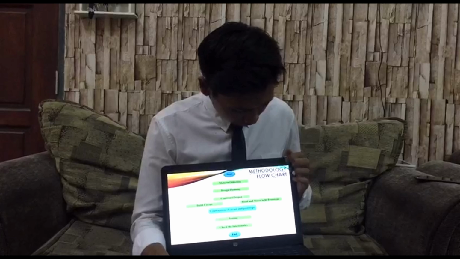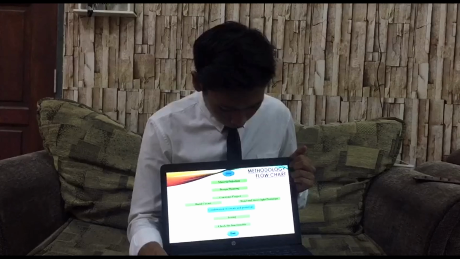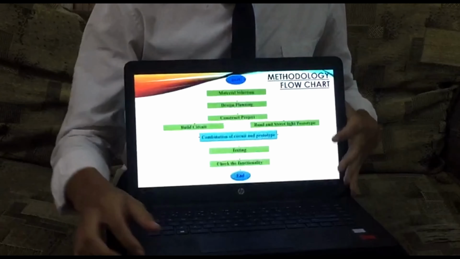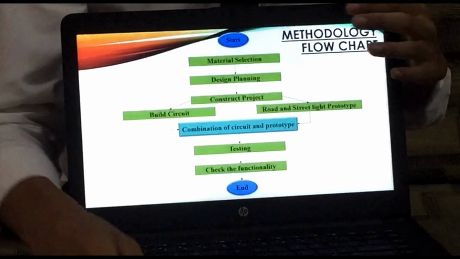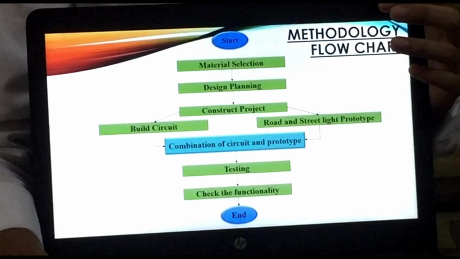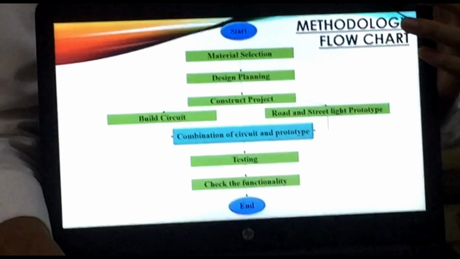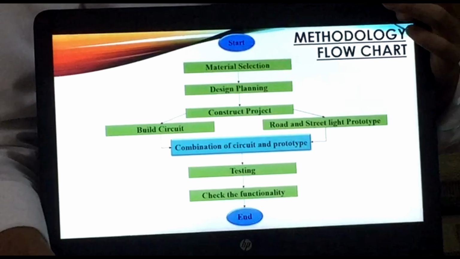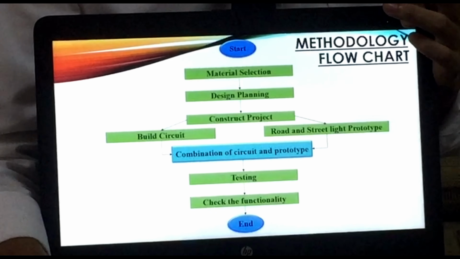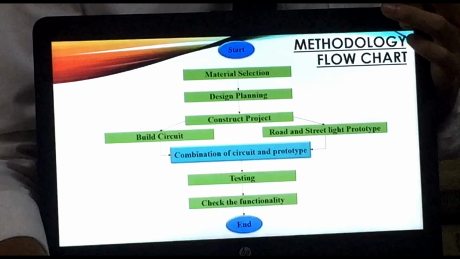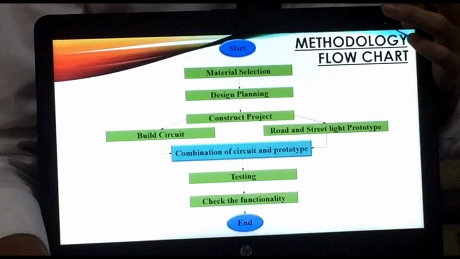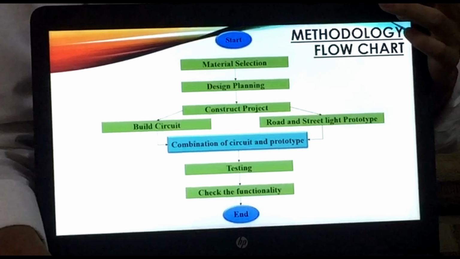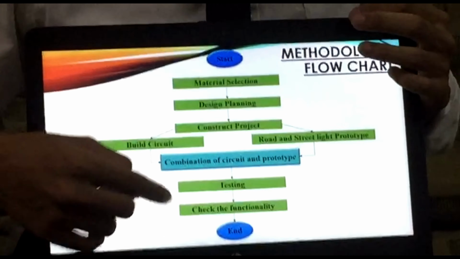Next, methodology. We use a flowchart for our project. This is our flowchart, you can all see here. On the flowchart, we are going to focus on the construction of the project, where we build the circuit using specific wires connected to the Arduino and the sensor. We are also going to construct the road and street light prototype for display. Then we are going to combine both the circuit and prototype together for further testing of our project.